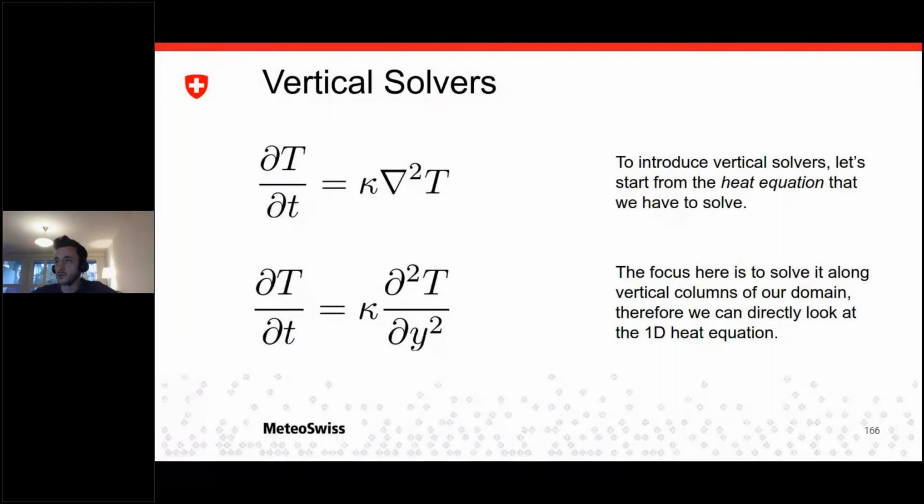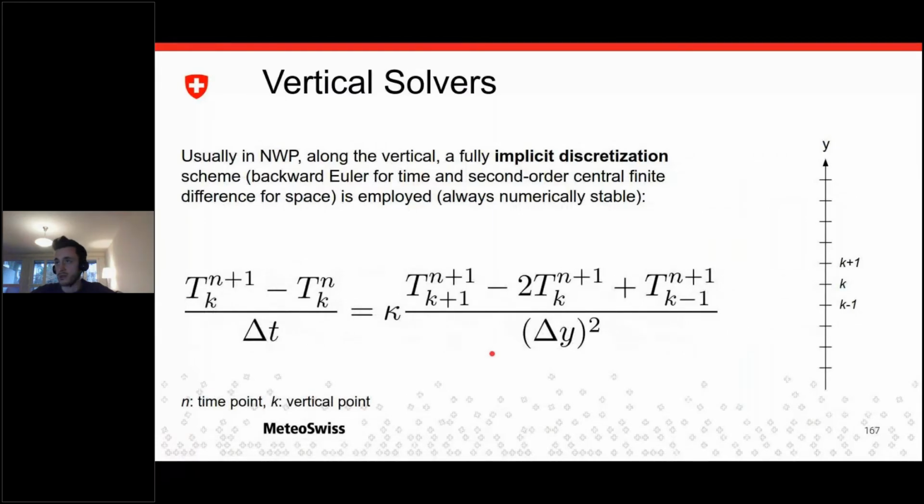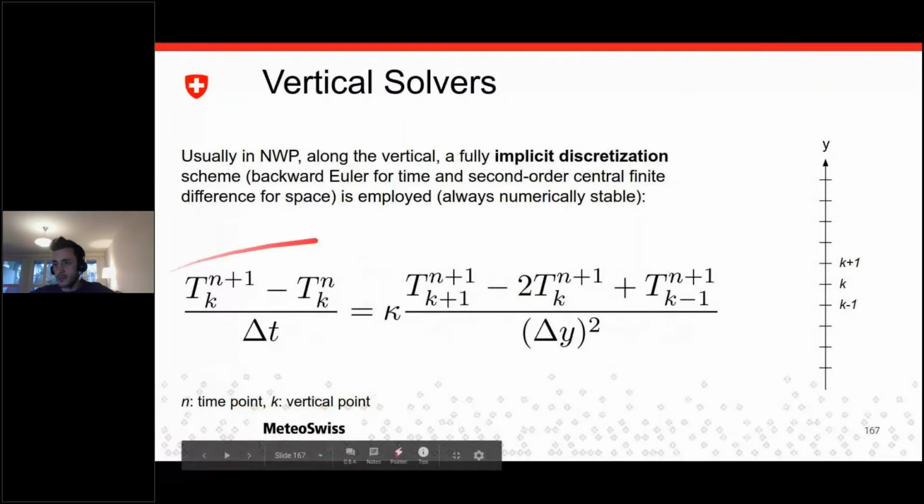Let's jump into vertical solvers. So I think you have seen this before, the heat equation. We want to solve it on the vertical, so on each vertical column of the domain. So we simplify to the 1D heat equation, and we apply the discretization. Usually along the vertical, this is implicitly discretized, using backward Euler for time and second order central finite difference for space for the vertical. And this is how it looks.